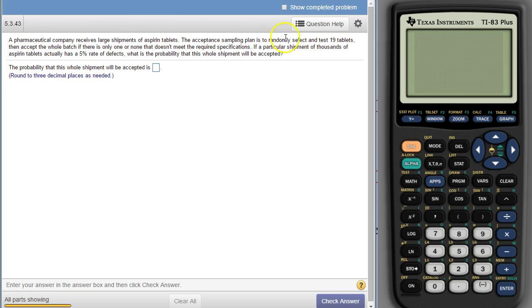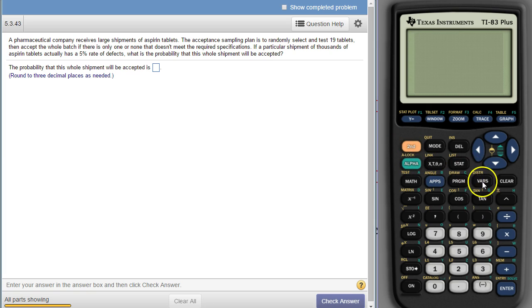We're going to test 19 tablets, and they will accept the whole batch if there's only one or none of the 19 that don't meet the required specs. This particular shipment of thousands of aspirins has only 5% rated defects. So that's our probability of success. A defect is success in the wording of this. So these are binomial probabilities.